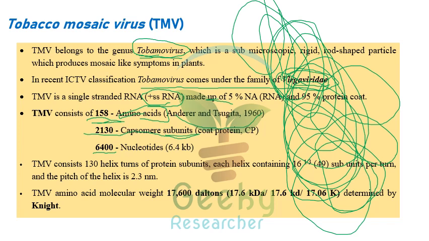The molecular weight of tobacco mosaic virus is 17,600 daltons, or 17.6 kilodaltons, or 17.6 kD. That was determined by Knight, the scientist who actually determined the molecular weight of tobacco mosaic virus.